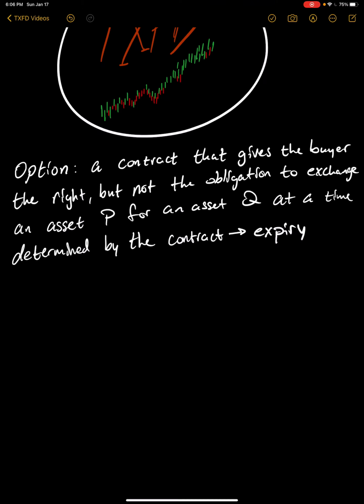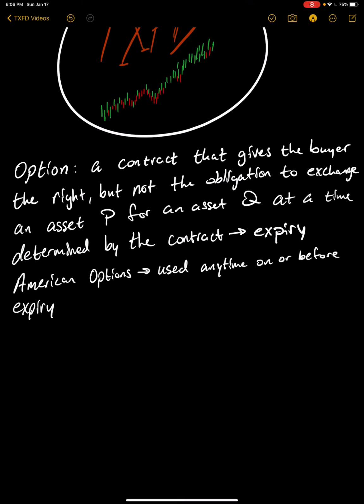There are two different kinds of options. There's American options and European options. American options can be used anytime on or before expiry. European options are used on expiry only. And those are the two kinds of options we'll generally be dealing with in this class.